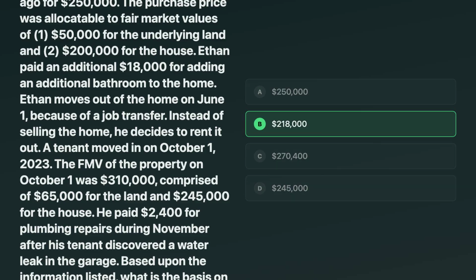The correct answer is $218,000. For a personal residence converted to rental, depreciable basis is the lesser of adjusted basis or FMV at conversion, using only the building, never the land. The house's adjusted basis is $200,000 plus the $18,000 improvement, or $218,000. That's less than the $245,000 house FMV, so $218,000 is used. The repairs don't change basis. They're generally a current rental expense.